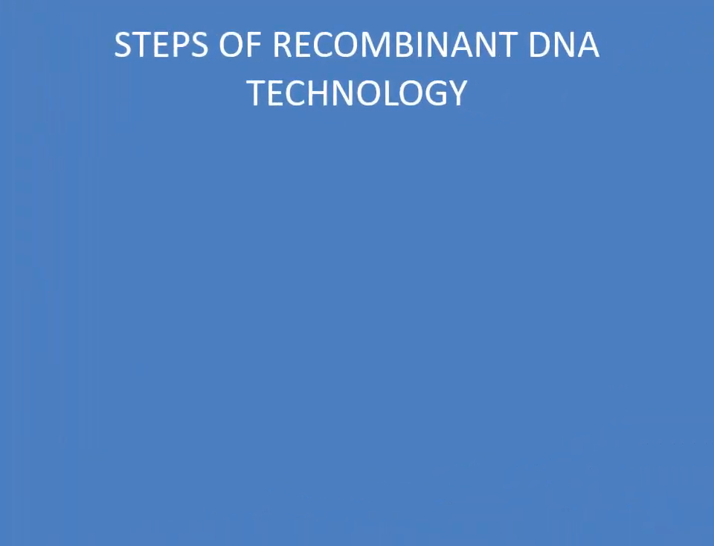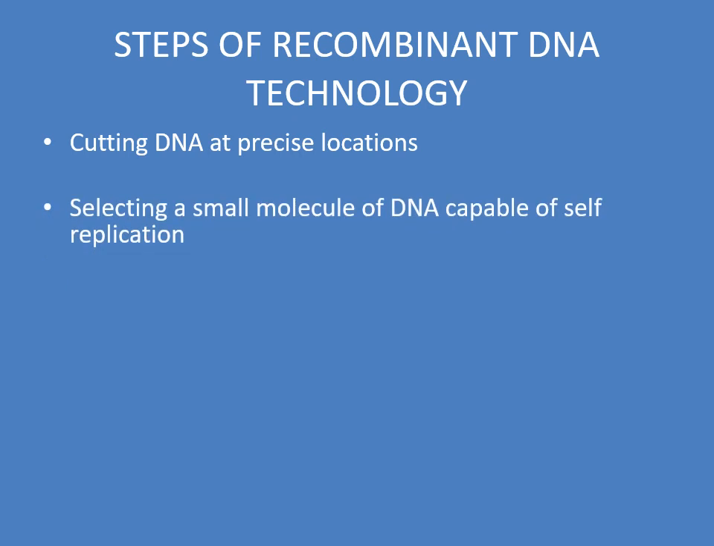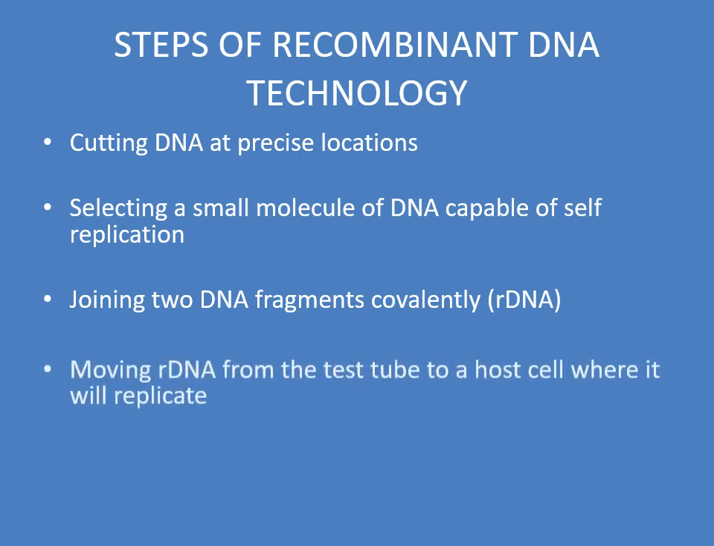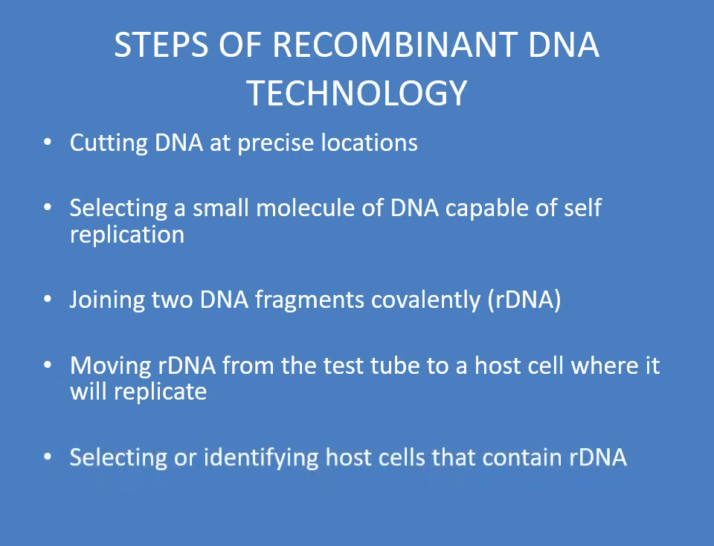So what are the steps of recombinant DNA technology? First, we have to cut the DNA at precise locations. Then, we have to select a small molecule of DNA capable of self-replication. Then we have to join two DNA fragments covalently to make the recombinant DNA or rDNA. Then we have to move recombinant DNA from the test tube to a host cell where it will replicate. Then we have to select or identify host cells that contain the recombinant DNA.